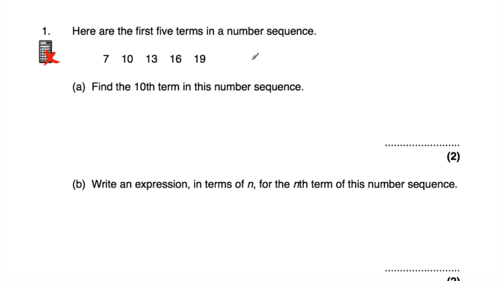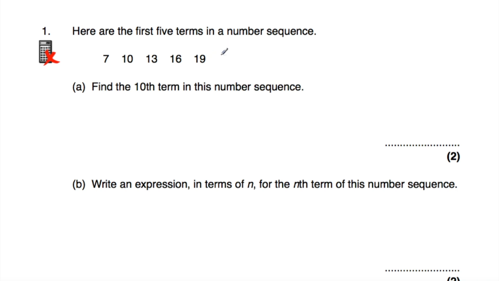Alternatively, we could just carry on the sequence. So in part A, I'm just going to carry on the sequence and find the 10th term. And then in part B, we've been asked to find the nth term. We'll then find the nth term, and I'll show you how you could use that to do part A as well. So we've got the sequence 7, 10, 13, 16 and 19. Each time the numbers are increasing by 3. We're adding 3, adding 3, adding 3, adding 3.